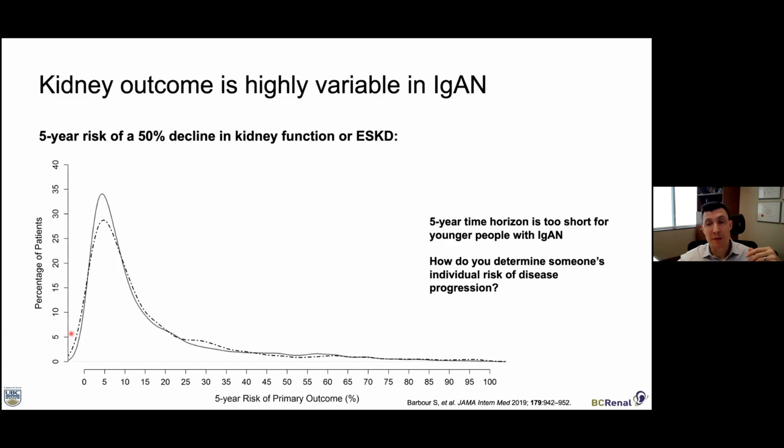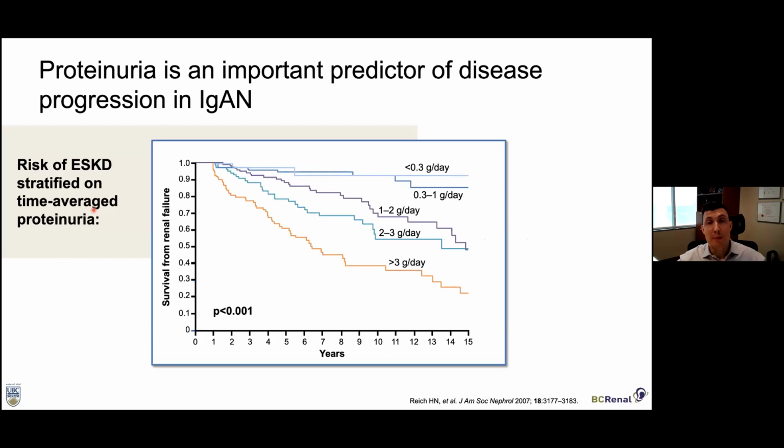But the bigger problem, though, is how do you actually determine what an individual person's risk of disease progression is? If it's so variable, how do we determine for any particular person that's diagnosed with IgA nephropathy whether their risk is low or high or somewhere around the average? Well, we know that proteinuria is a very strong predictor of disease progression. So if you stratify people based on their average proteinuria over time, if proteinuria is maintained very low at less than 1 gram per day, the risk of progression to end-stage kidney disease is quite low.